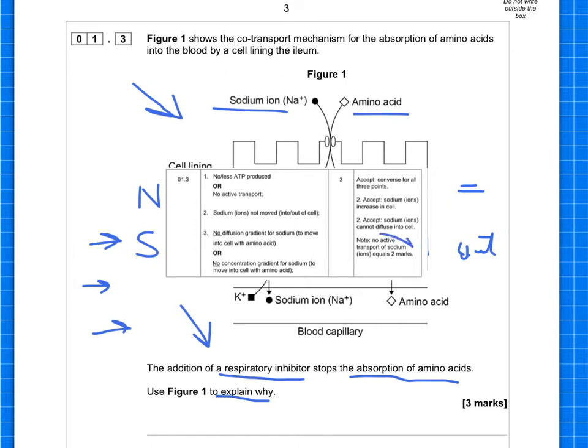Again, you can see that they'll accept these things. If you were just to say no active transport of sodium ions, that's 2 marks, because again, if you look back at the question, they want to know how all of that will affect the absorption of amino acids. So it's important you read the question carefully.